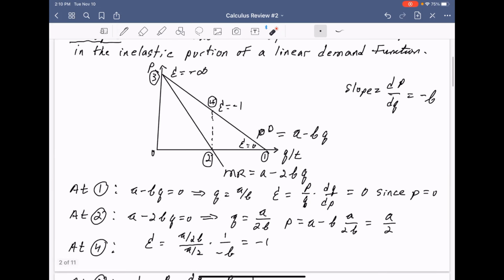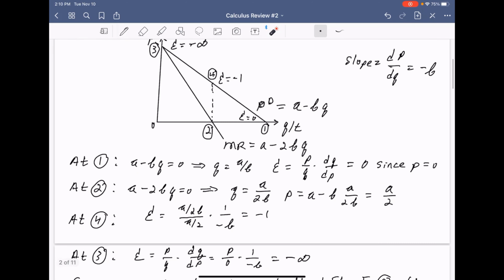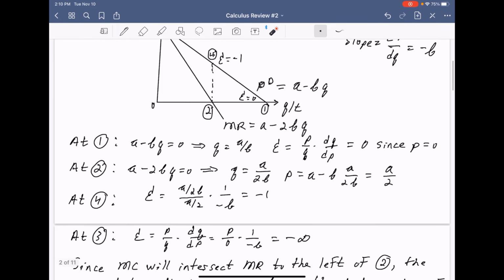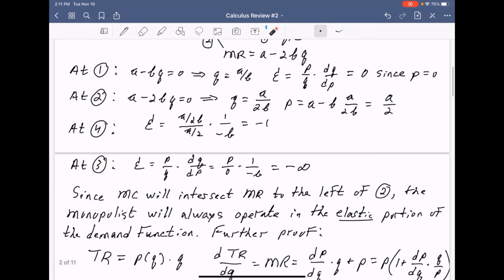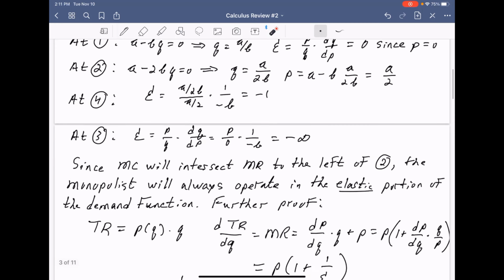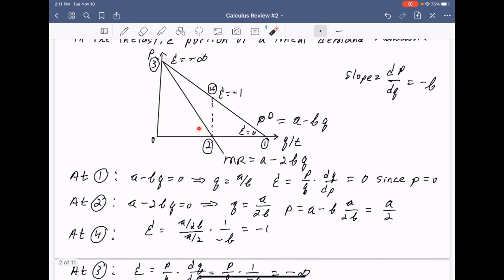At point 3, at this intercept, Q is equal to 0, and we find that when we carry this out, we've got a 0 here, and we've got a minus B. So what this does is it means we have a minus infinity because of that negative and because of that 0 there. Since the marginal cost will intersect marginal revenue to the left of point 2, it's going to intersect someplace here because marginal cost is not going to be negative.